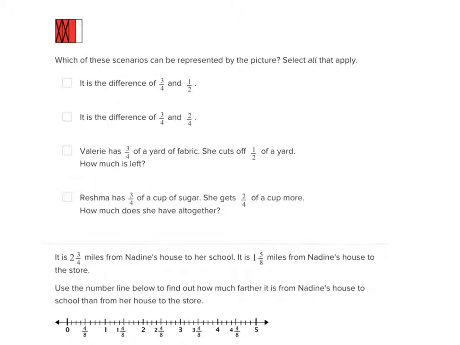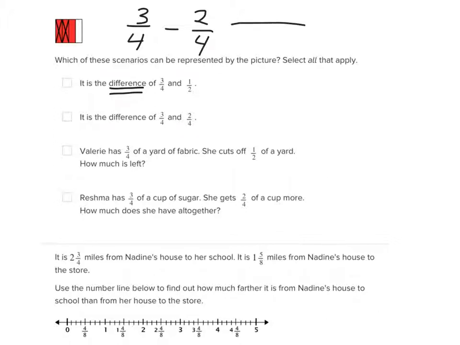Which of these scenarios can be represented by the picture? Well, that picture has 4 sections. That means that the denominator is 4. 3 of them are shaded in red, but then we're crossing out 2 of them. So we're taking away 2 of the fourths. So which scenarios can be represented by the picture? Select all that apply. Difference means subtract.